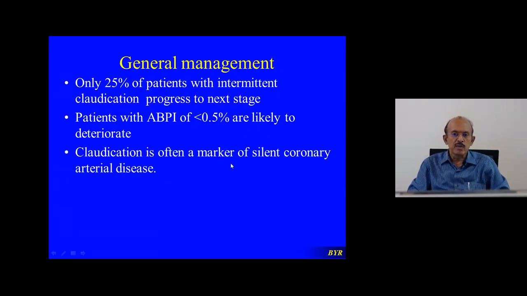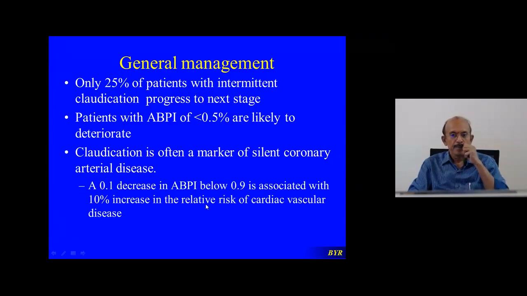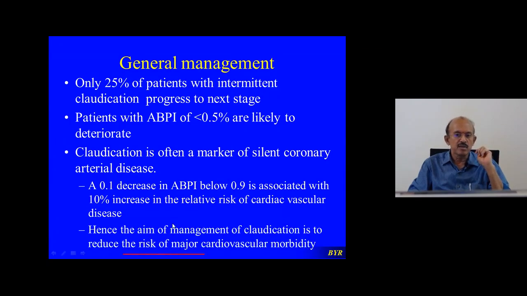Claudication is often a marker of silent coronary artery disease. So when a patient is having claudication, it means he may be having associated silent coronary artery disease also. So you have to evaluate it. So these are all the statistics. A 0.1 decrease in ABPI below 0.9 is associated with a 10% increase in the relative risk of cardiovascular disease. Hence, the aim of management of claudication is to reduce the risk of major cardiovascular morbidity also.